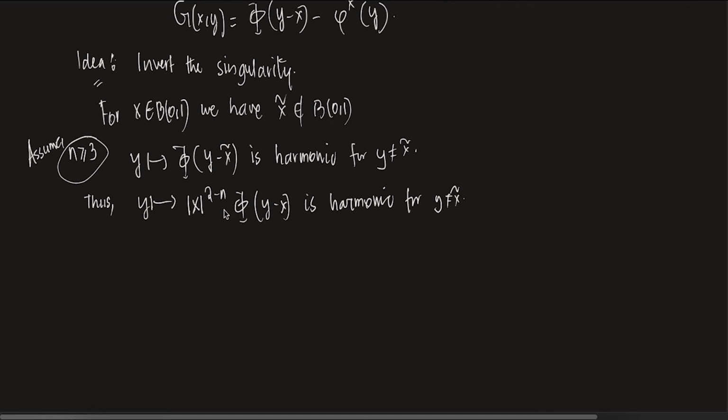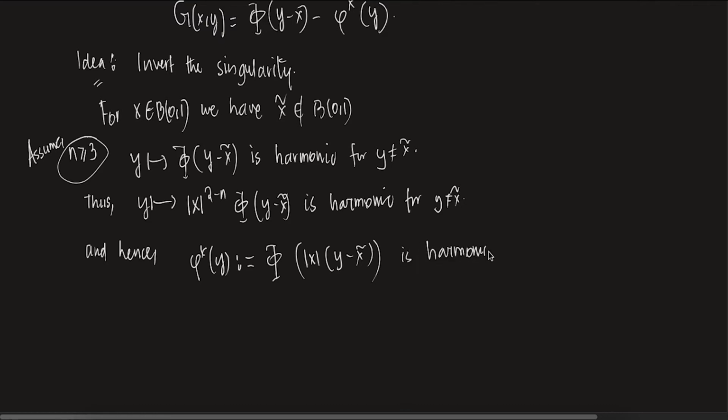For a fixed x I'm doing this, I have fixed the x. So basically this is a constant, and I'm just multiplying by a constant. A harmonic function remains harmonic. It's not a problem. And therefore, hence, define phi x of y to be the fundamental solution of mod x times y minus x tilde. Okay, so this is harmonic in B01. Is this clear?